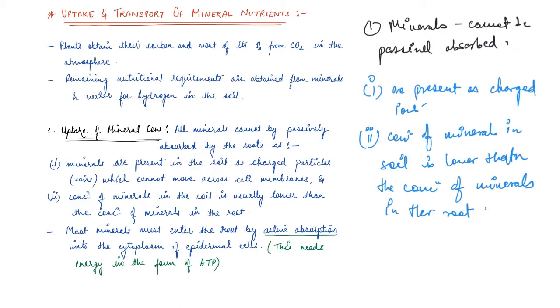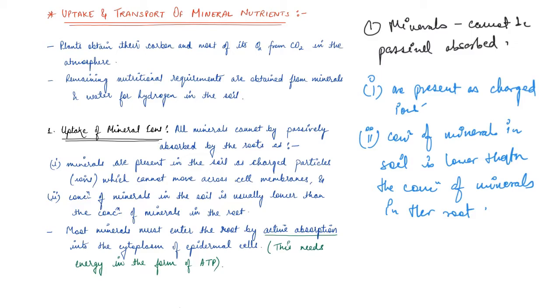So now the question arises: how do they enter the root? They do not enter through passive absorption. Remember, most minerals enter the root by active absorption. And where do they enter? They enter into the cytoplasm of epidermal cells, right? So you'll have to remember that most minerals enter the root by active absorption into the cytoplasm of epidermal cells.